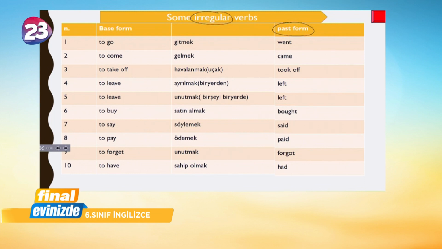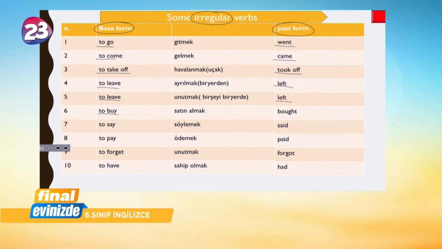In English, there are about 200 irregular verbs. We need to memorize them, unfortunately. Okay, let's say this is the base form and this is the past form. To go becomes went. To come becomes came. To take off becomes took off. To leave becomes left. Again, we've got another to leave, but the meanings are different. You should be careful. Okay, left again.